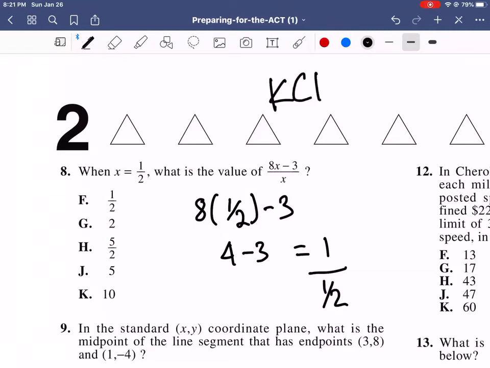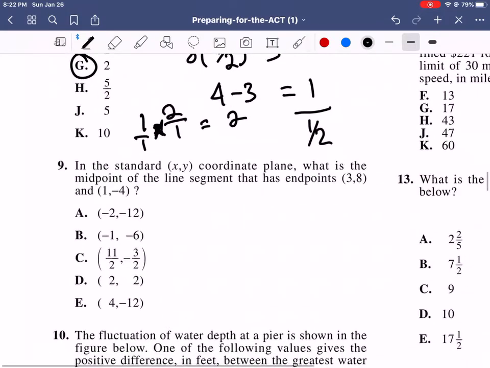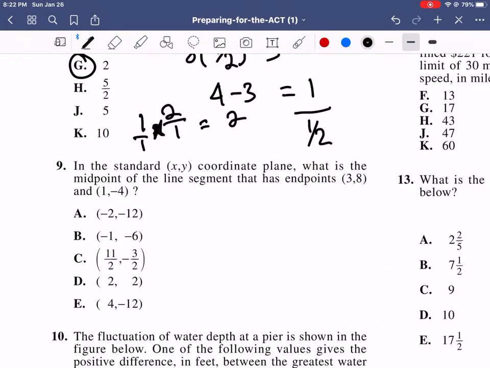You need to know KCF in order to divide a fraction by a fraction. So keep, change, flip. Keep 1, change 2 to 2 over 1. 1 over 1 times 2 over 1 equals 2. Answer is G.